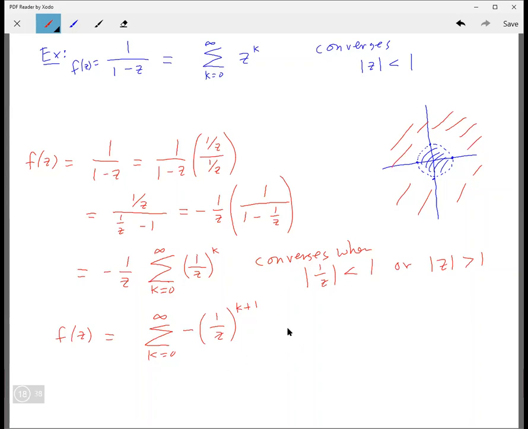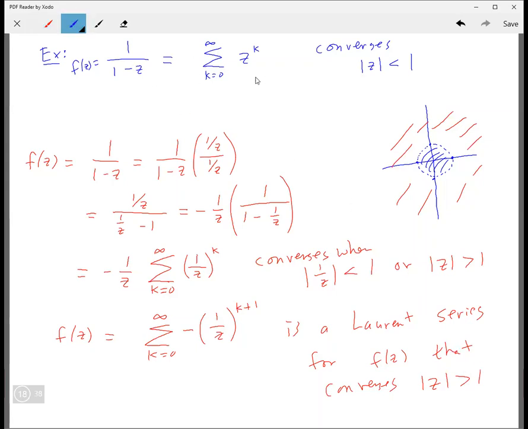Okay, so this is a Laurent series for f of z that converges where the modulus of z is greater than 1. Okay, so this is a Taylor series. This is also a Laurent series, by the way. So a Laurent series is more generalized. It's more generalized than a Taylor series.